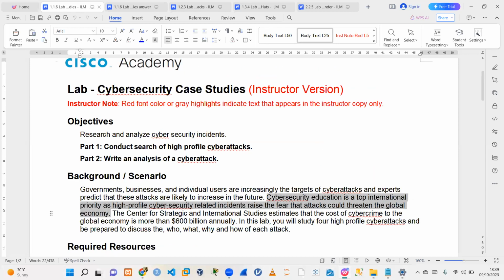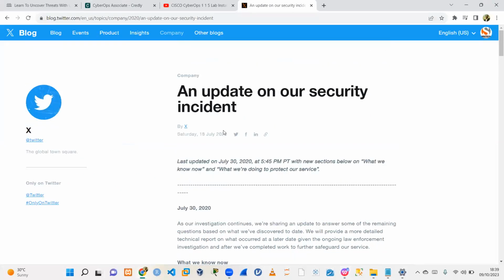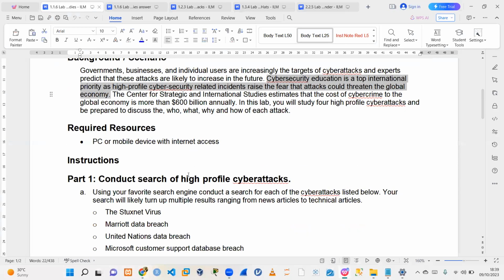So here, you are conducting a search of high-profile cyber attacks, and you are writing an analysis of the cyber attack. This is a classical example of an analysis of an attack. So I will drop this in the group at the end of the training. So you have to look at this, and that will help you to what? Write yours.